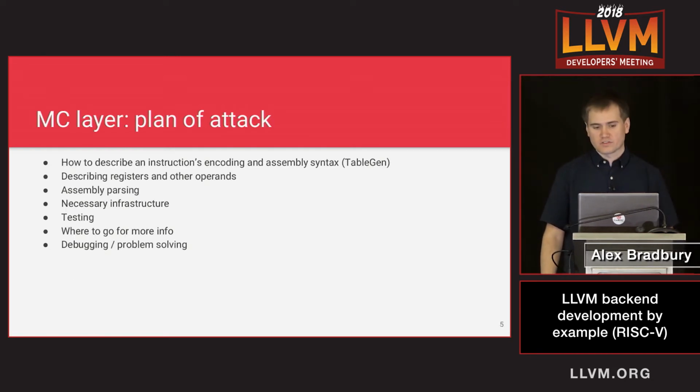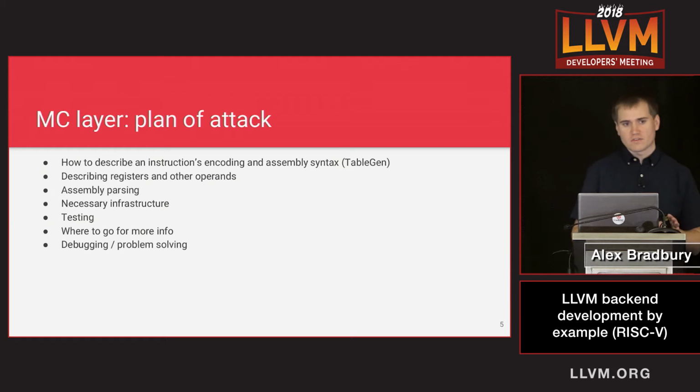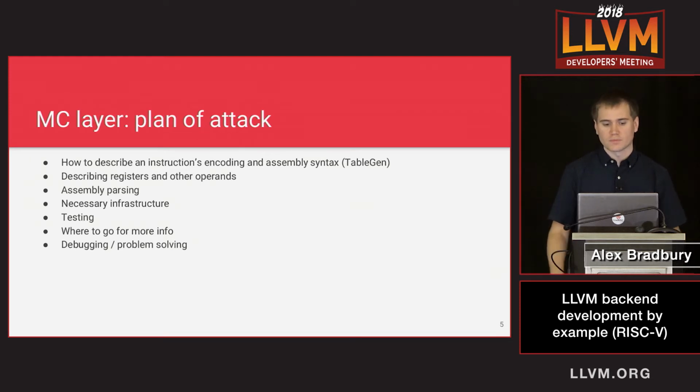So that's exactly where we're going to start. First of all, I'm just going to give a brief overview of how we're going to attack this. Initially, we'll look at how you actually specify what an instruction is to LLVM, what its encoding is, what the assembly syntax is. Once we've done that, you'll also want to describe its operands, so its registers or immediates. We'll need to write some amount of support code for the assembly parsing, and LLVM provides a lot of infrastructure for you, but you've got to go and implement the code to actually hook it all up.